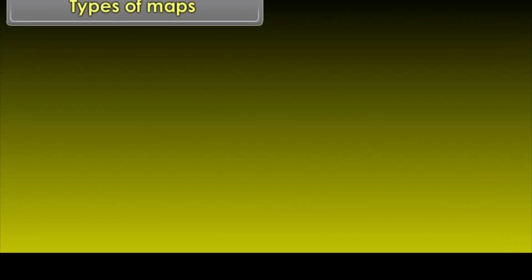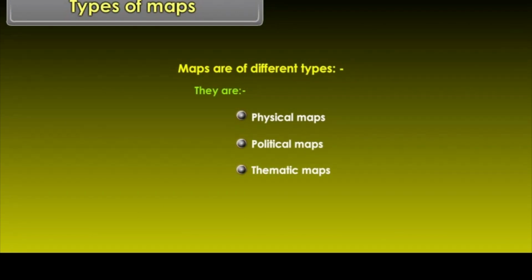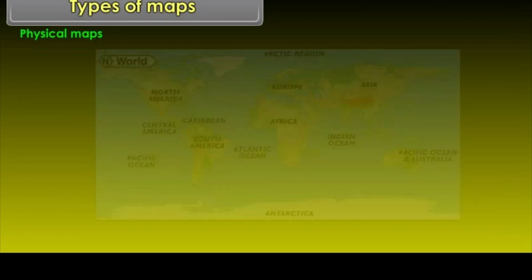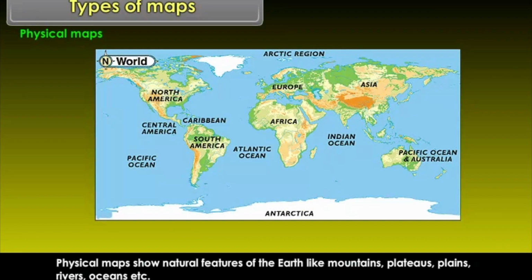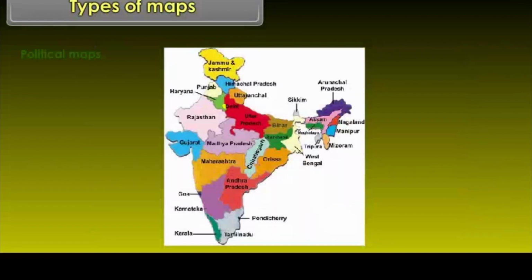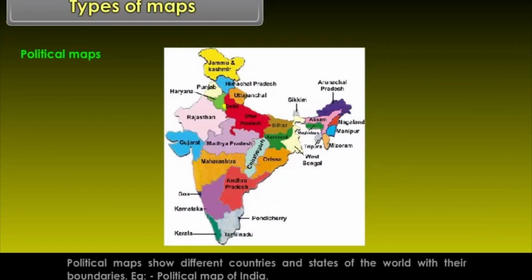Types of maps. Maps are of different types. They are physical maps, political maps, thematic maps. Physical maps. Physical maps show natural features of the Earth like mountains, plateaux, plains, rivers, oceans, etc. Political maps. Political maps show different countries and states of the world with their boundaries. Example, political map of India.